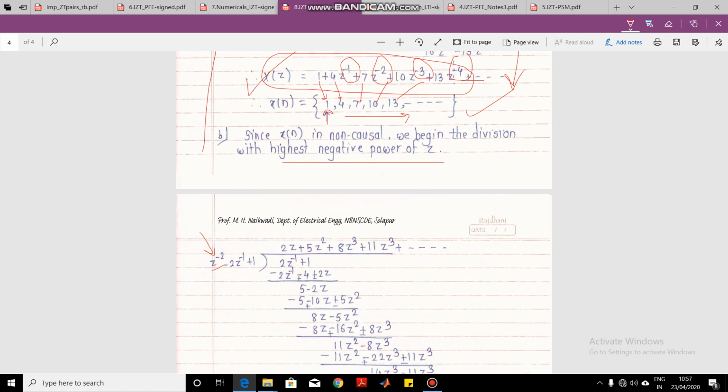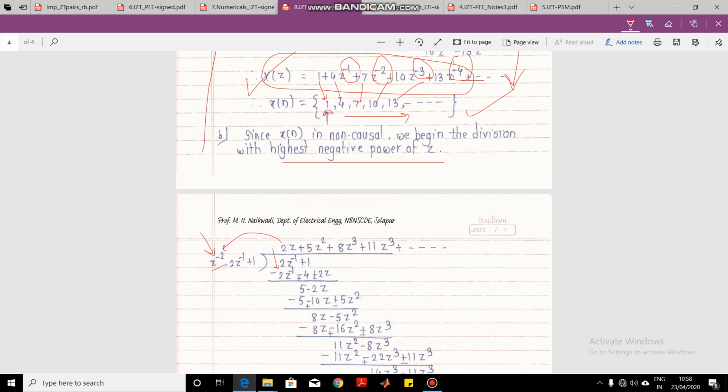So I have to decide what to take in this quotient so that I get 2z raised to minus 1. I have to multiply this by 2z, because 2z into z raised to minus 2 will give me 2z raised to minus 1. So I get here 2z raised to minus 1. This way you have to decide.